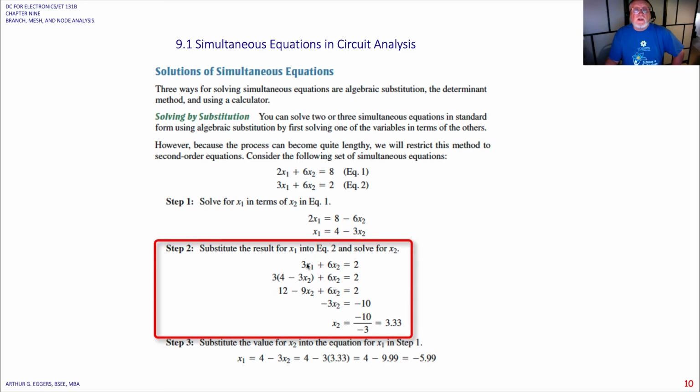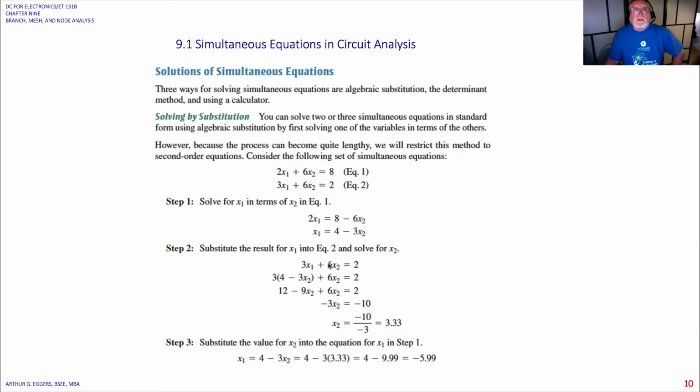So 3x sub 1 plus 6x sub 2 is equal to 2, just as written. Now I'm going to substitute the 4 minus 3x sub 2 for x sub 1 in that relationship. So now what I need to do is expand this by multiplying through. So 3 times 4 gives me 12, and 3 times 3 gives minus 9x sub 2, plus 6x sub 2 equals 2. So now I've got two constants that I can move around and try to get x sub 2 on one side of the equation.